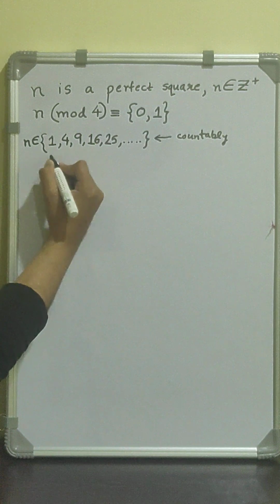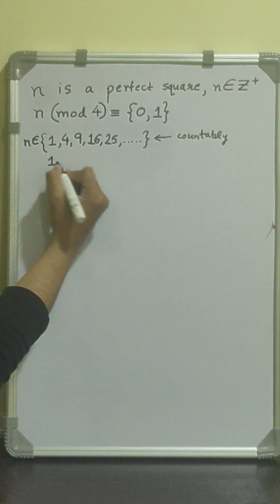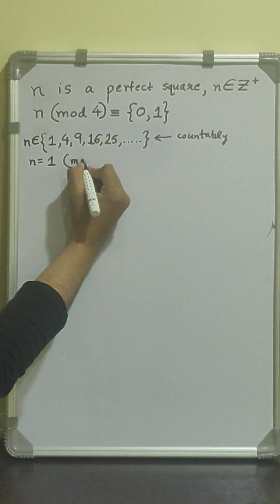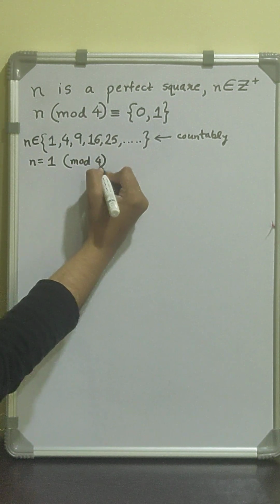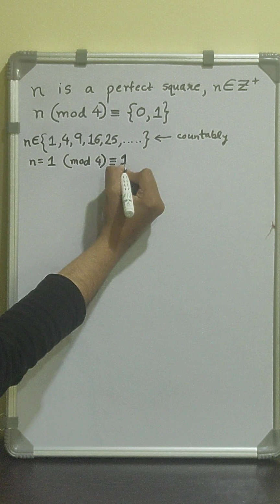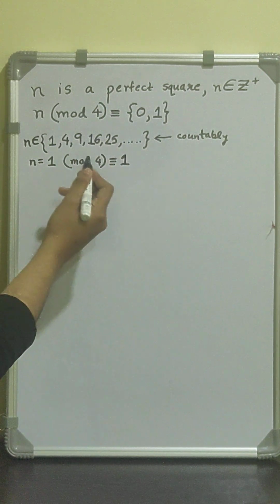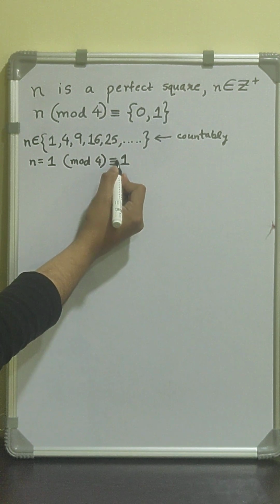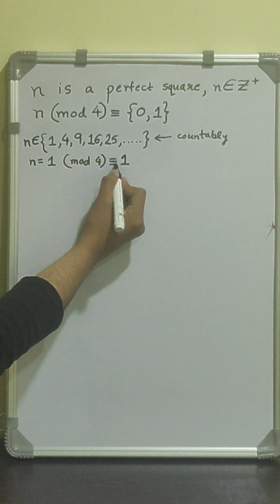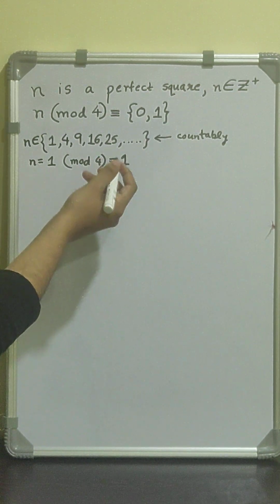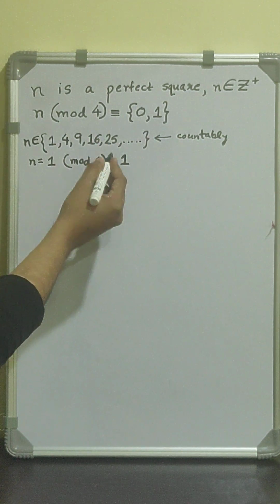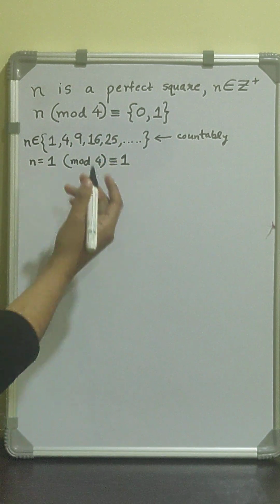And if we just directly start looking at the values, say n equals 1, then 1 mod 4 is congruent to 1. This means when 1 is divided by 4, we get a remainder of 1. This triple equals symbol is usually called congruent to. It's a standard notation of modular arithmetic.